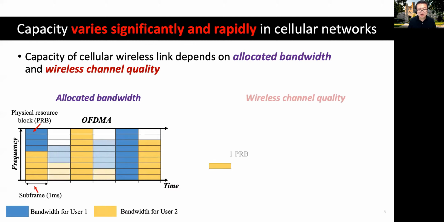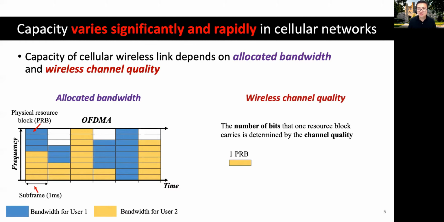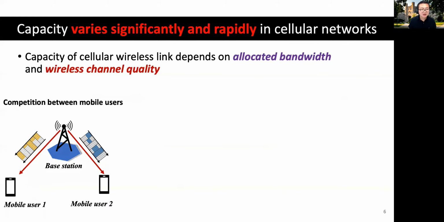The second important parameter is the wireless channel quality, which determines how many bits can be carried inside one PRB. The base station implements rate adaptation algorithms to select the physical layer configurations like the modulation and coding schemes. Depending on the selected modulation and coding scheme, the number of bits inside one PRB can be as small as 16 bits or as large as 900 bits. The capacity depends on these two parameters, and these two parameters vary in practical cellular networks.